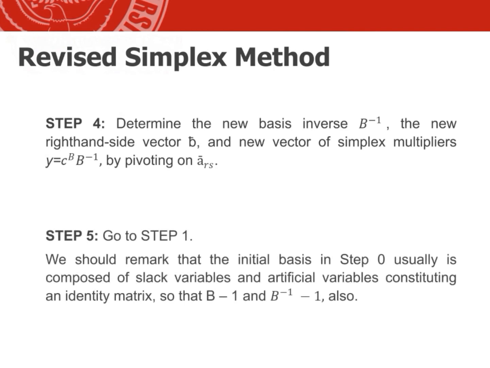We should remark that the initial basis in step 0 usually is composed of slack variables and artificial variables constituting an identity matrix, so that B = I and B^-1 = I also. The more general statement of the algorithm is given since after a problem has been solved once, a good starting feasible basis is generally known, and it is therefore unnecessary to start with the identity basis.